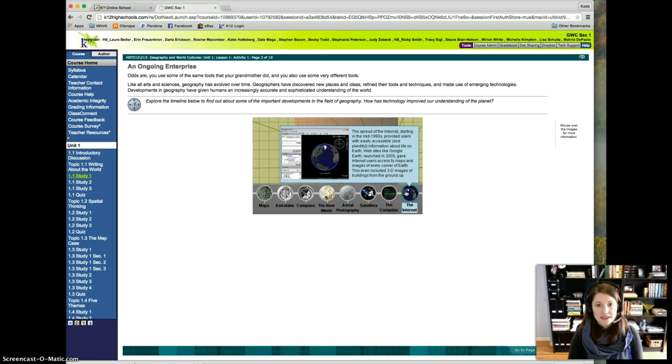The Internet. The spread of the Internet, starting in the mid-1990s, provided users with easily accessible and plentiful information about life on Earth. Websites like Google Earth, launched in 2005, gave Internet users access to maps and images of every corner of the Earth. This even includes 3D images of buildings from the ground up.